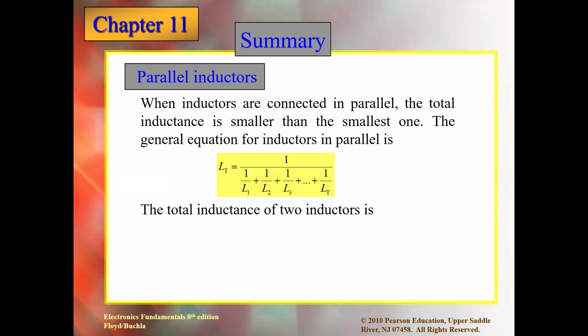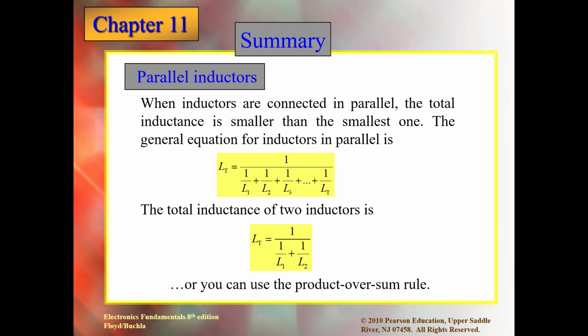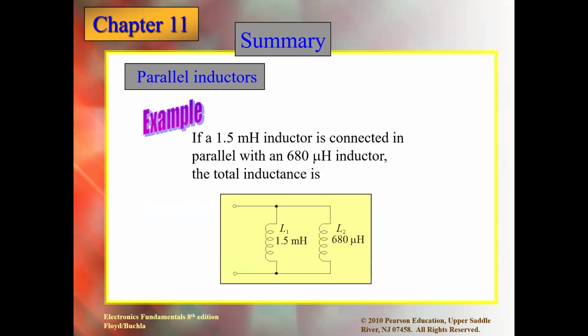So the total inductance of two inductors is given. Now you can apply the product over sum rule, so you can also write LT is equal to L1 L2 over L1 plus L2, which is again similar to the resistance formula. So we call this one the product over sum rule. When two inductors are connected in parallel, we can apply the product over sum rule, and we can find the total after converting the common metric prefixes.